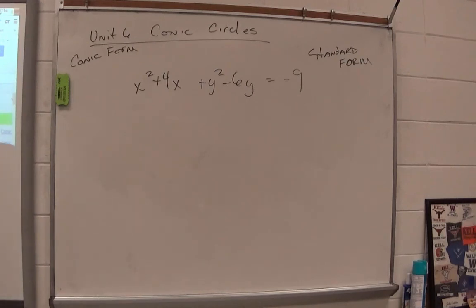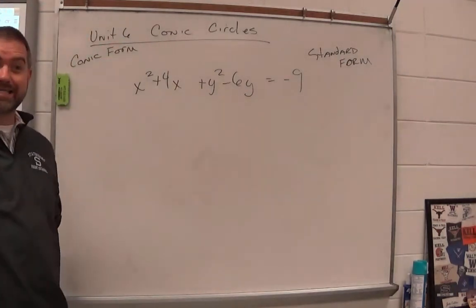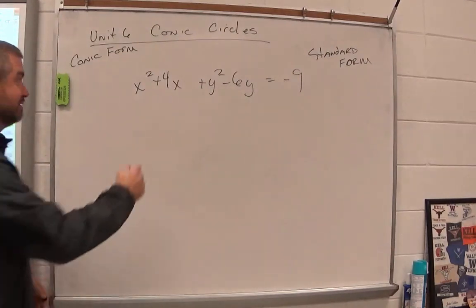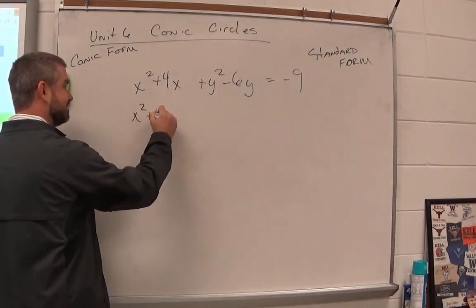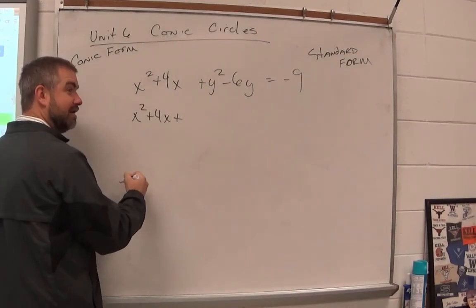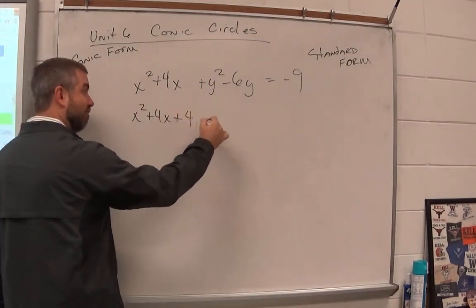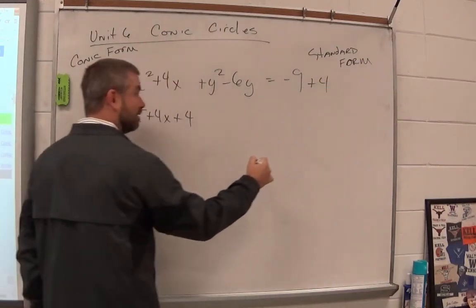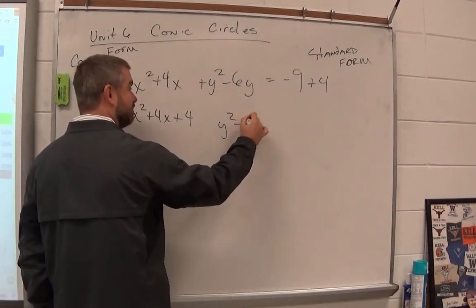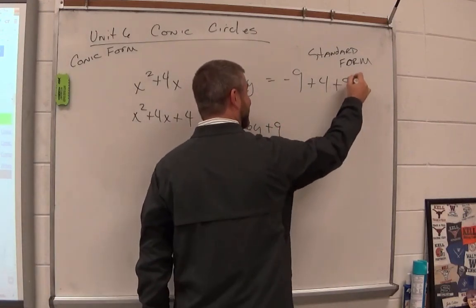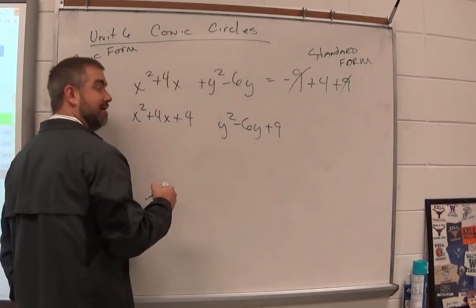All right. What do you have to do twice? Complete the square. Watch and learn. X squared plus 4x plus what? Half of that's 2. 2 squared is 4. So over here I put plus 4. What about this one? Y squared minus 6y plus 9, plus 9.